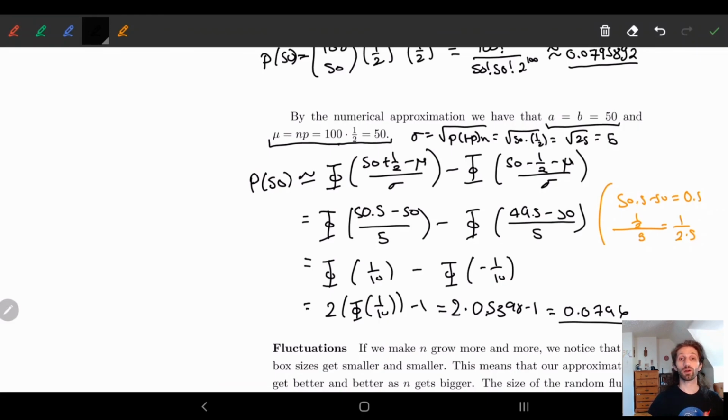So these approximations are super nice when we're looking at binomial distributions. What we're going to look at next is fluctuations in this, because as n grows, our curves are going to get smaller and smaller, or we're going to have certain things happen. So we're going to look at fluctuations in the next video. See you then.